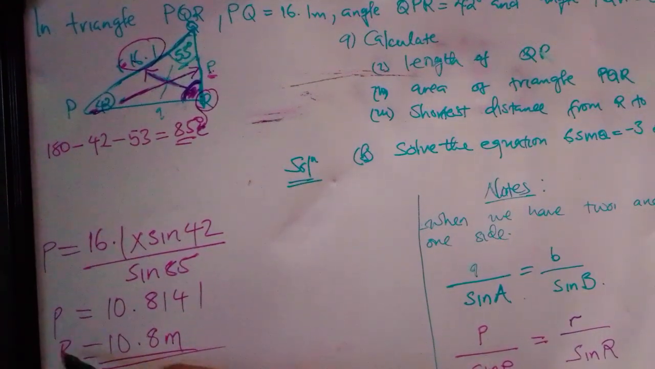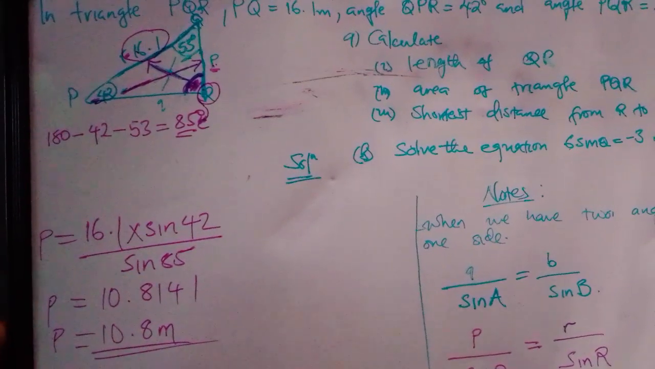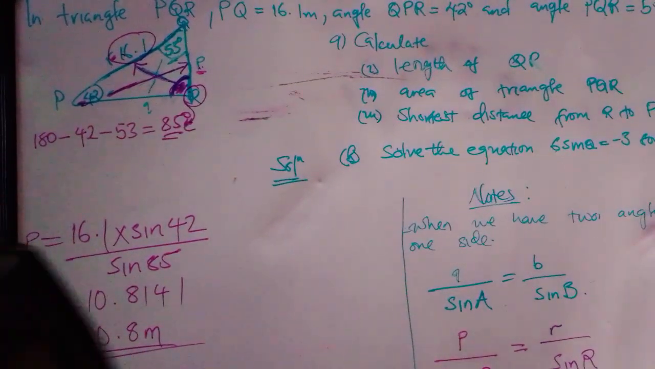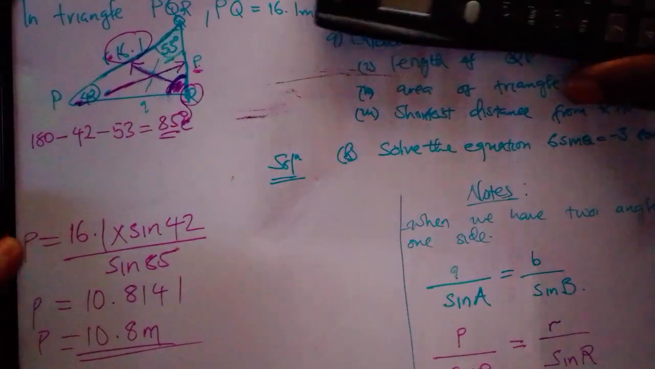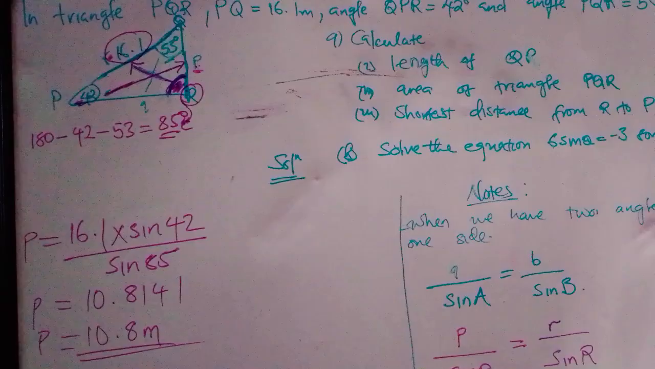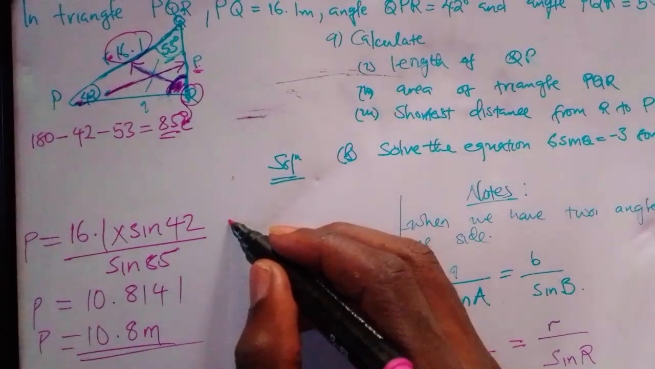So the distance QP was 10.8 meters. And the other parts I showed you how to calculate in the previous video, so we can go a bit fast.